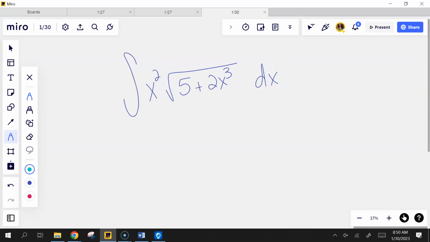What I see here, the first thing that I noticed was I've got this 2x cubed, right? And I know that the derivative of anything to the third power is something to the what power? Second power. And I see something that has a second power here. Do you see that? So I'm kind of looking for something with the power below.